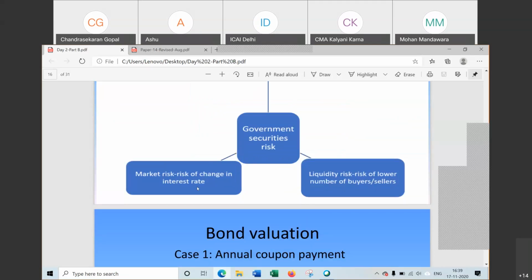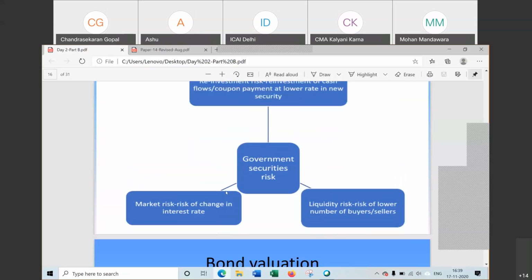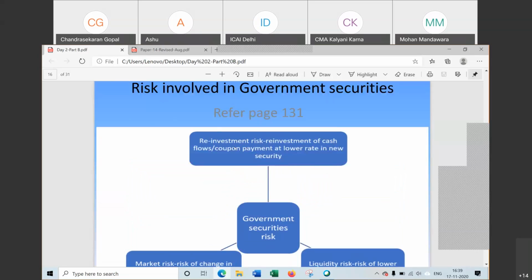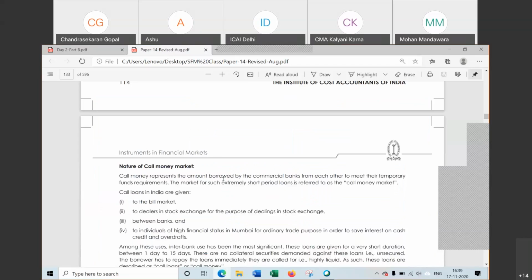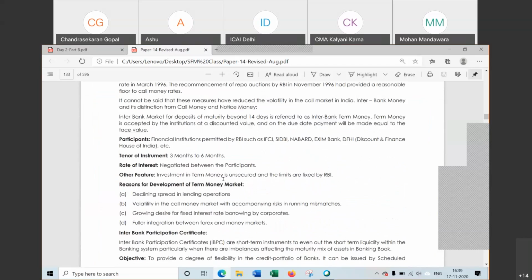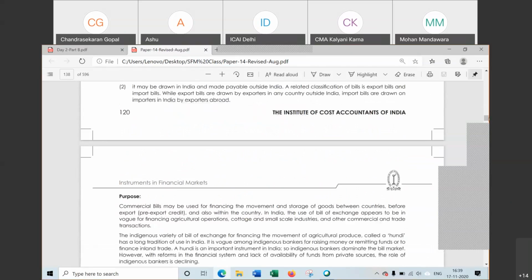Third one is market risk, that is change in interest rate. If it is reinvested, the reinvestment can be at a lower rate due to decline in interest. And third is market risk, that is the risk of change in interest rate. For this theory, refer to page number 131 for the detail to write the answer. The answer is given on page 131.